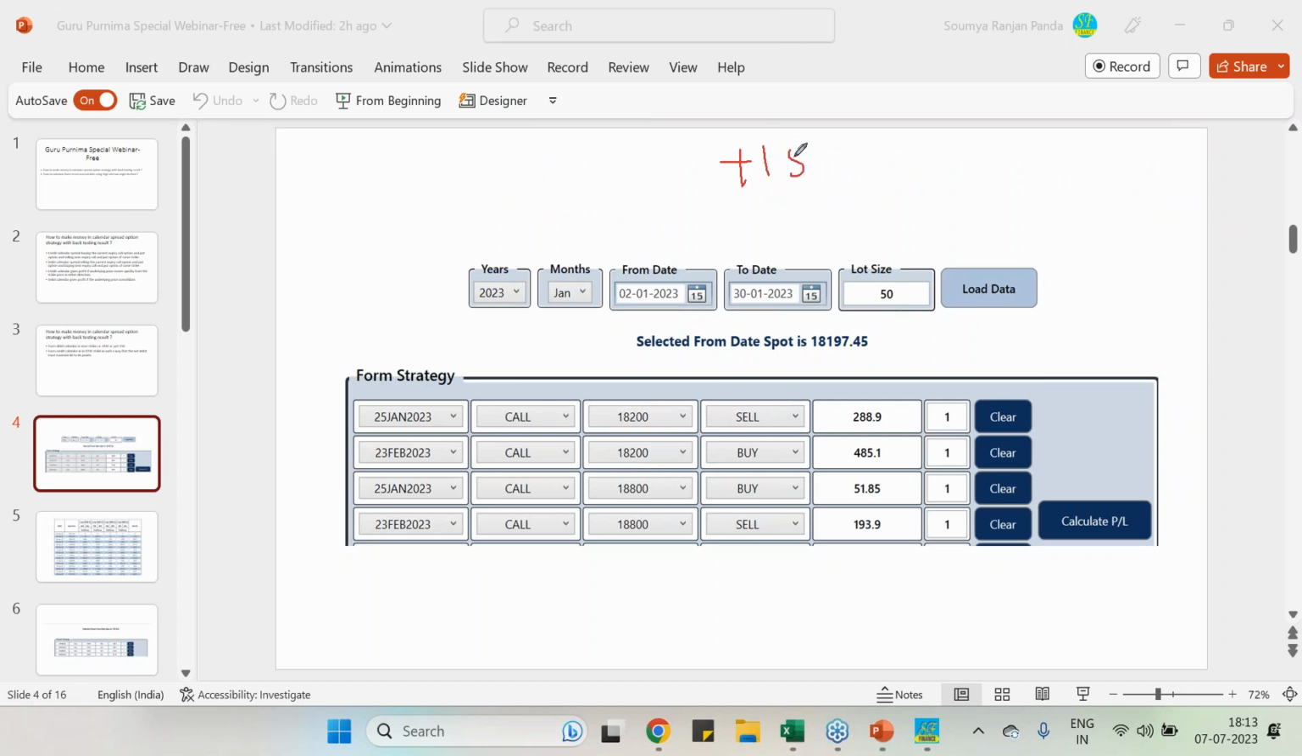So due to this 100 or 150 point of premium in the future, we are using calendar spread technique to exploit that situation and make profit.